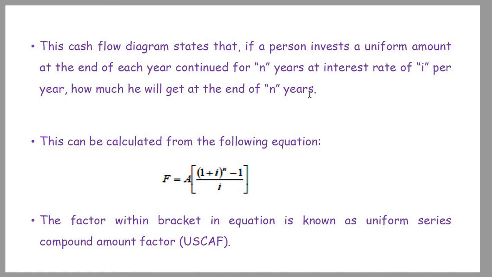He just has to invest 10,000 rupees every year up to 10 years, and once these 10 years are completed, how much amount is he going to get from that? That is what we calculate, the final worth of the amount. The factor in the bracket in this equation is known as the uniform series compound amount factor. Using this we can easily calculate the final value of the amount.